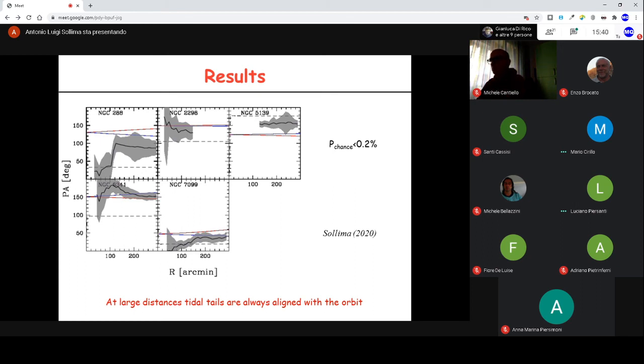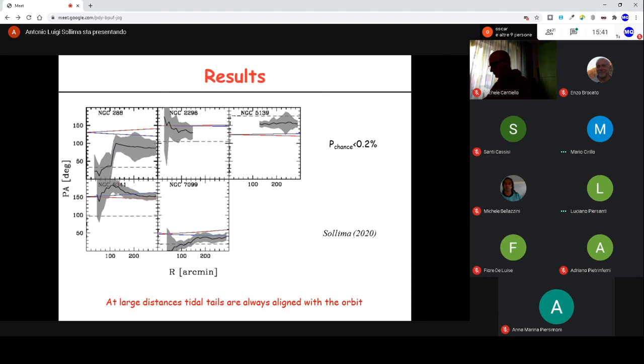So if you apply a chi-square test to any individual cluster, all the results are not significant. Even if there are some cases in which there is a clear transition, like for instance NGC 288, you see that the inner part is close to the dashed line, so the galactic center, and then there is a clear transition at large radii toward the orbital direction. Also other cases, NGC 1799 again.